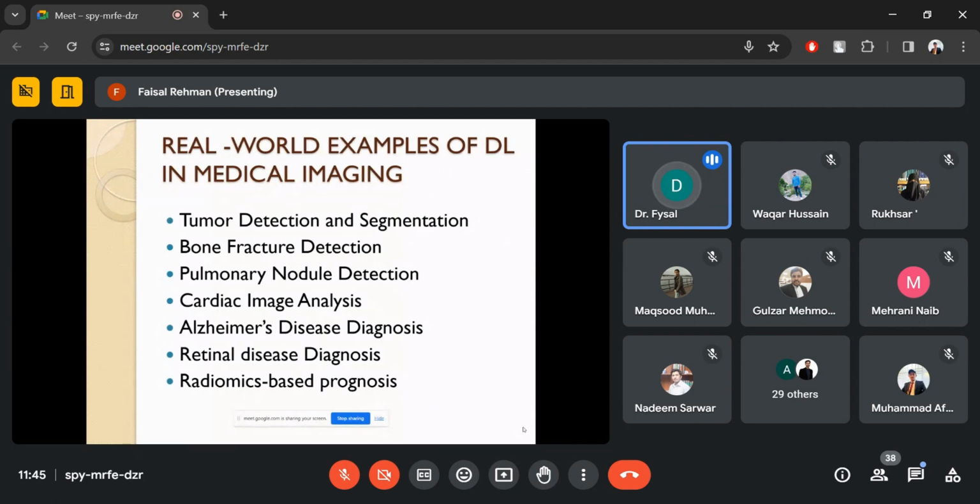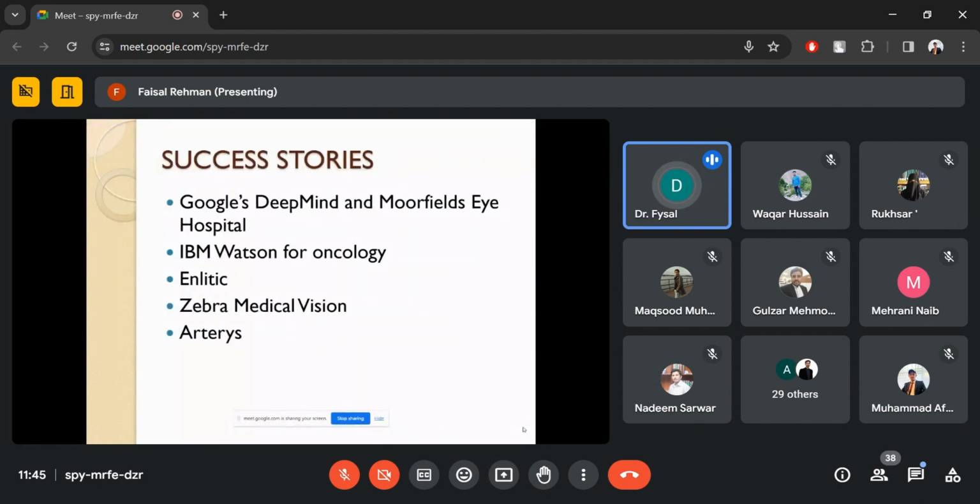We have tumor detection, segmentation, bone fracture detection, pulmonary nodule detection, cardiac image analysis, Alzheimer's disease diagnosis, retinal disease diagnosis, and we are not limited to these. There are various success stories. These are some of the described success stories. These are systems practically developed in various centers and hospitals and are practically assisting.